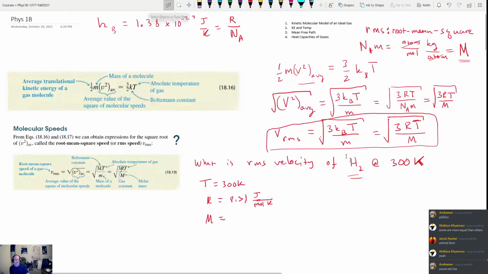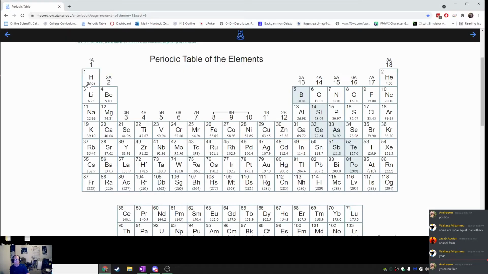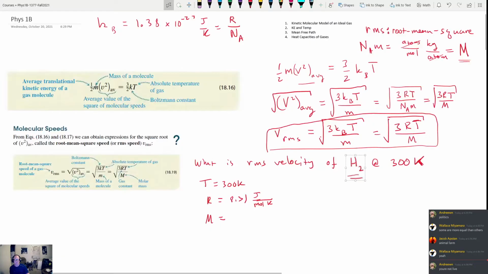But hydrogen gas is a diatomic gas. So we're going to use 2 times this number. Okay, so the molar mass is going to be 2 times 1.008. And that's in units of grams per mole.